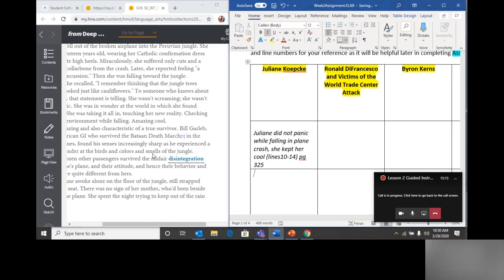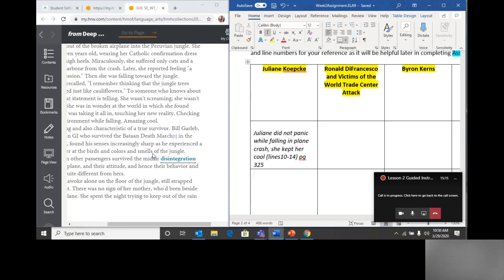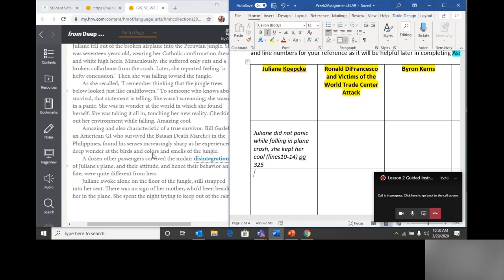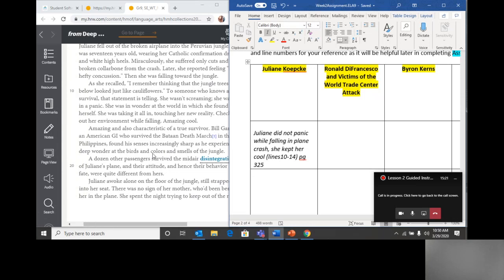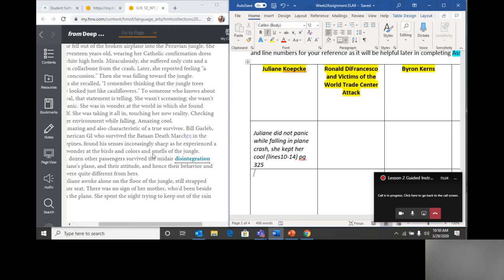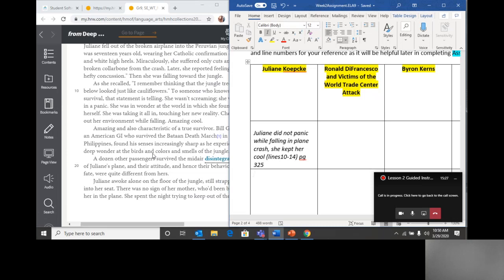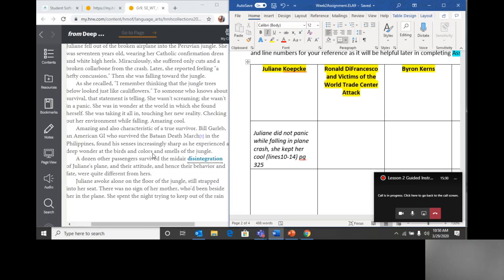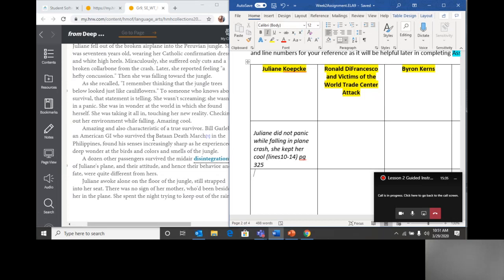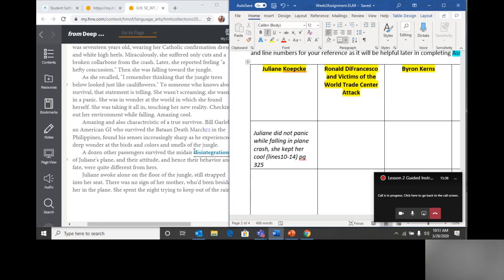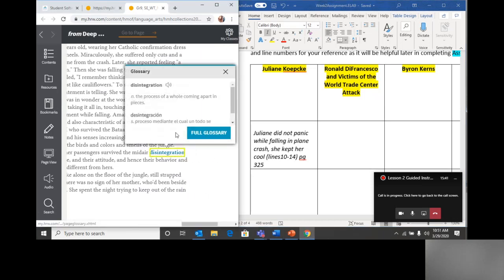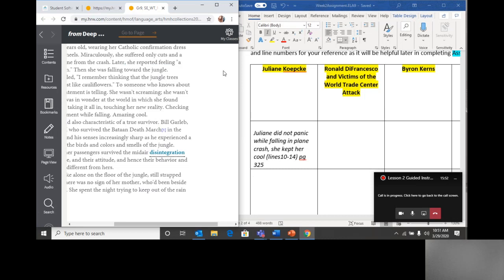Amazing and also characteristic of a true survivor. Bill Garleb, an American GI who survived the Bataan Death March in the Philippines, found his senses increasingly sharp as he experienced a deep wonder at the birds and colors and smells of the jungle. A dozen other passengers survived the midair disintegration of Julianne's plane. And if you don't know a word, like disintegration, you can click on it and it tells you the definition, and you can also listen to how to say it: the process of a whole coming apart into pieces.